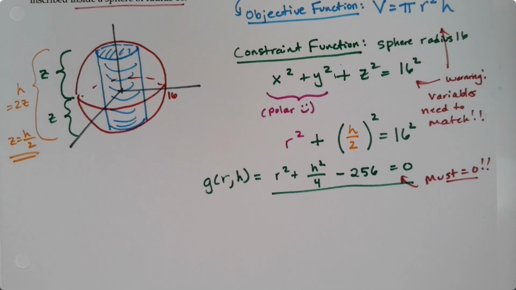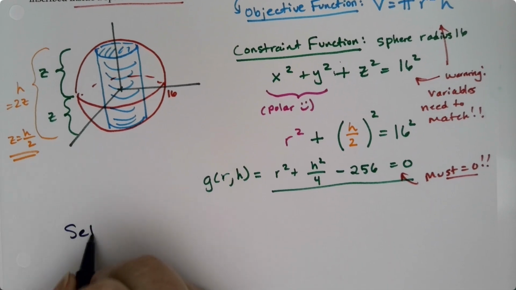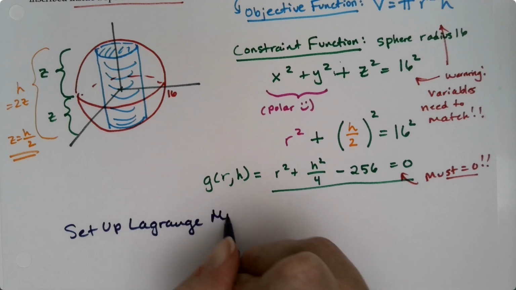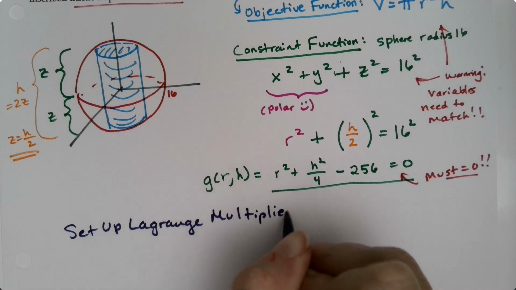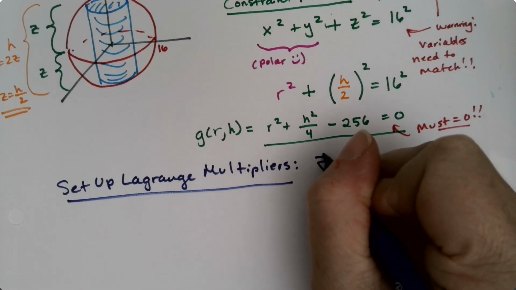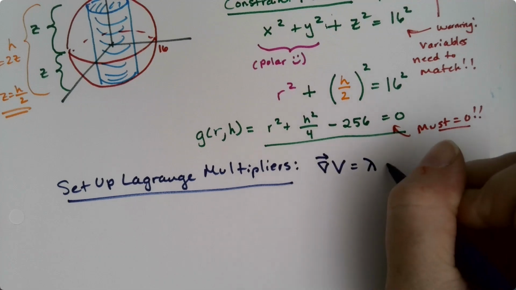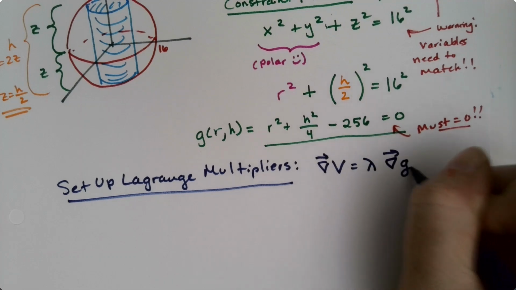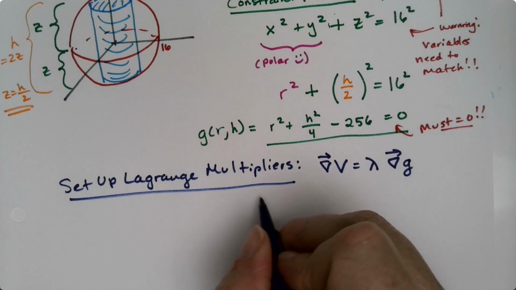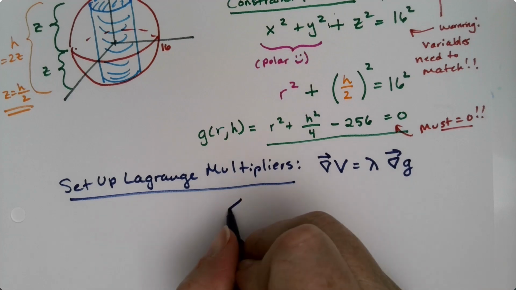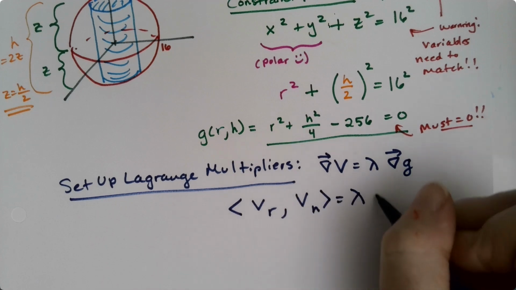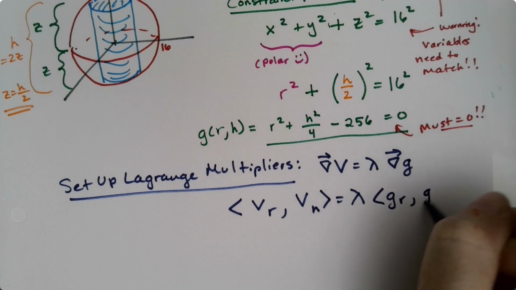And now we're ready to set up the Lagrange multiplier. We know that the gradient of the volume is equal to lambda times the gradient of the constraint. So that would be VR, VH equals lambda times GR, GH.